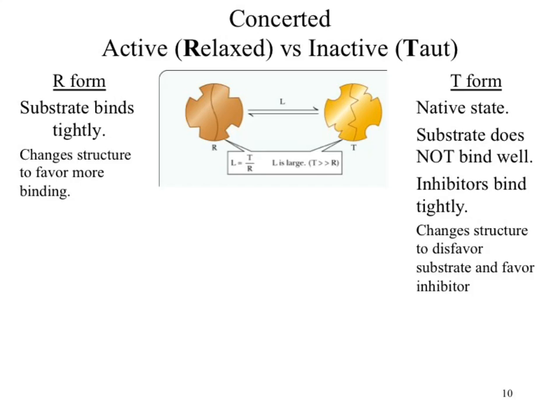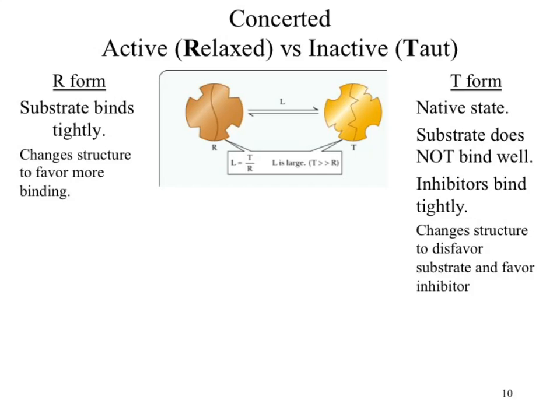Okay. So if we look at our conservative mechanism, what we've got are these two forms. Your R form, your active form, binds the substrate tightly. Okay? And it will change the structure to favor more substrate binding. The T form, or our taut form, does not bind our substrate, okay? But it does bind the inhibitor, okay? Which then prevents more substrate from binding. So what we're looking at is an equilibrium between these two states.